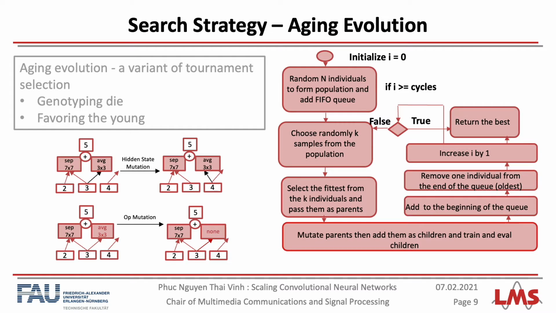And as you can see, the children are trained and added to the population. It means that we favor the young, and we remove one individual from the end of the queue. It means that we remove the oldest. We increase the number of cycles counted by one until we reach the default cycle, and the cycle needs to be smaller than the population size.